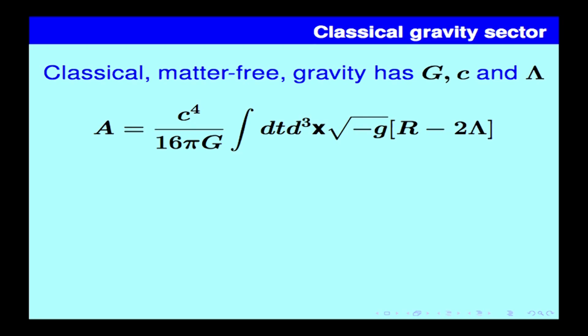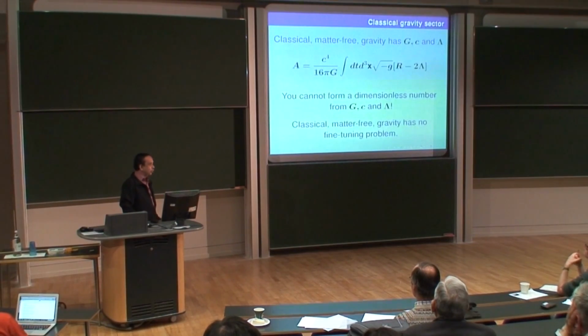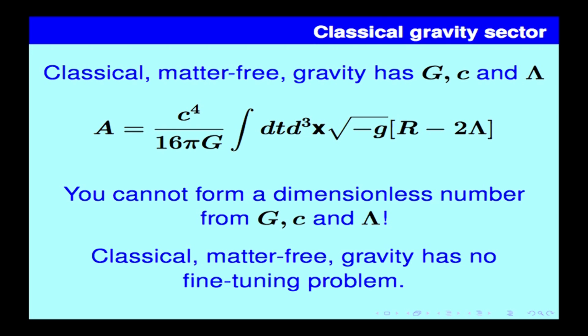First of all, if you consider pure gravity, matter free gravity, then that can be described by R and lambda. So, the constants which are involved are G, c and lambda, and you can easily convince yourself that there is no dimensionless number which you can build out of G, c and lambda. Okay. So, in pure classical gravity, with no h cross, there is no fine tuning problem, because you can't create a dimensionless number and say it is small.